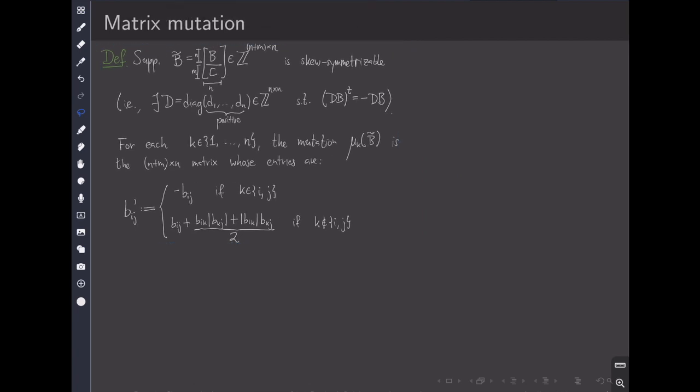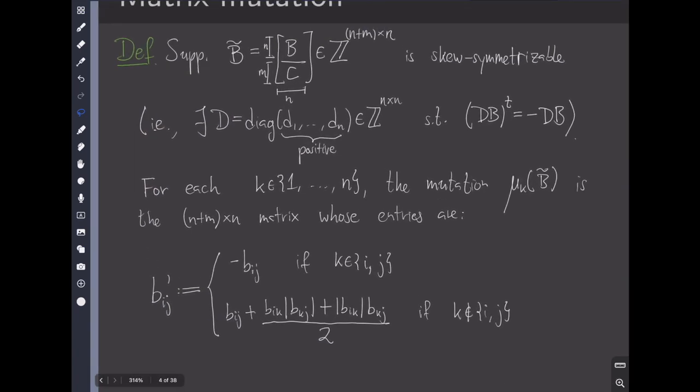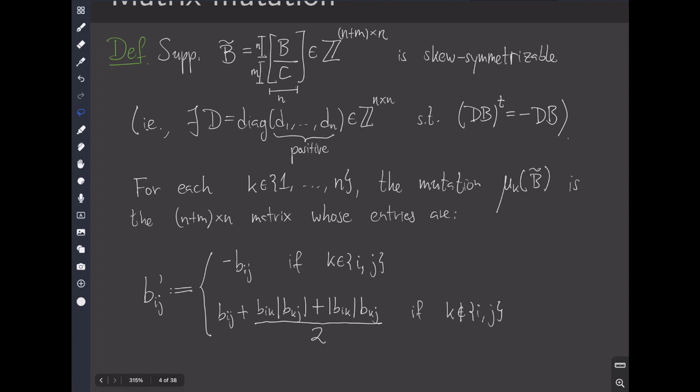So here the matrix multiplication with d is the other way around. It's n by n, and with dB, with the top part. With the top part, yeah. So somehow I call the whole thing skew-symmetrizable if the top part is skew-symmetrizable.